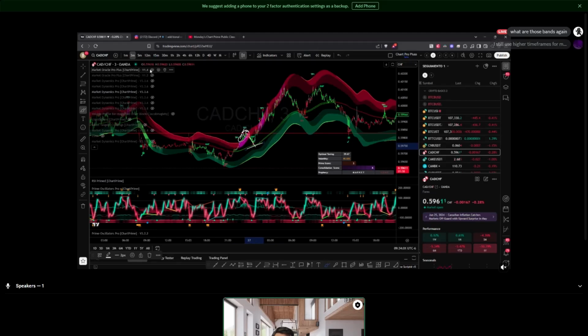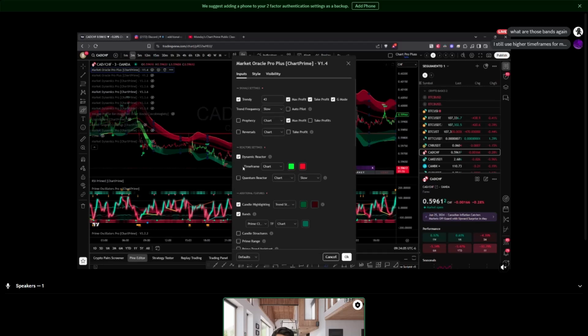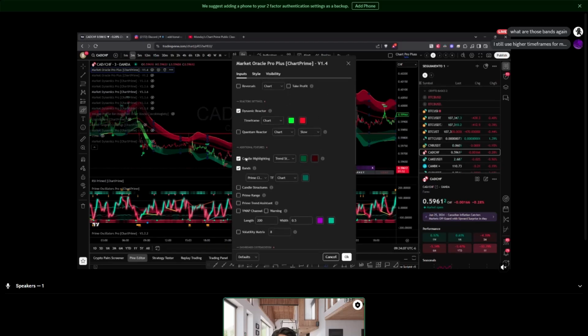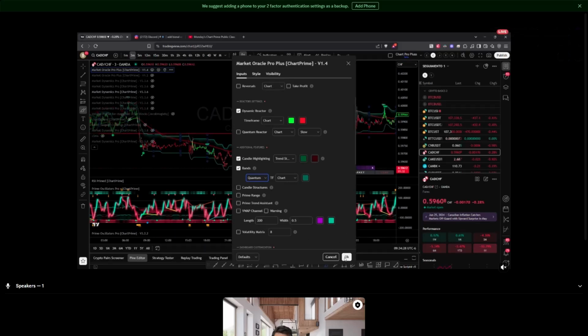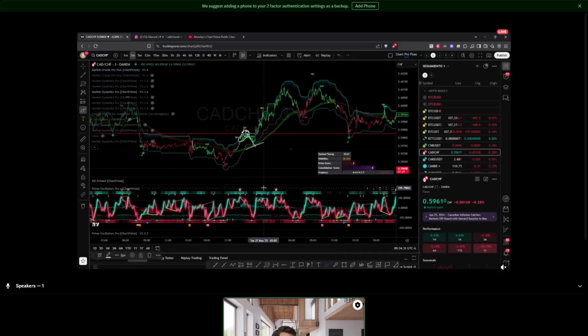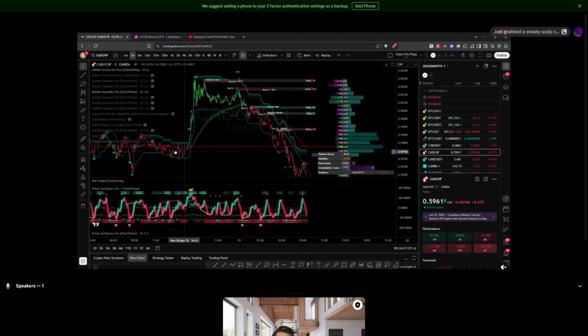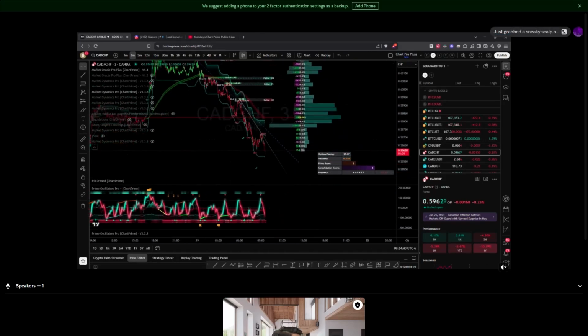They are on your Market Oracle. Click the gear icon, go lower, and then you'll find additional features and bands right below candle highlights. Oracle bands. So you use the Oracle bands. Prime, which are the prime clouds, isn't it? Yeah, Oracle. You're just using the Pro version, not the Plus version, which is the same. And this is the Plus version, which is just a little bit more cleanup, right? But that's it. Nice. That's fantastic, Zuizi. Love it.